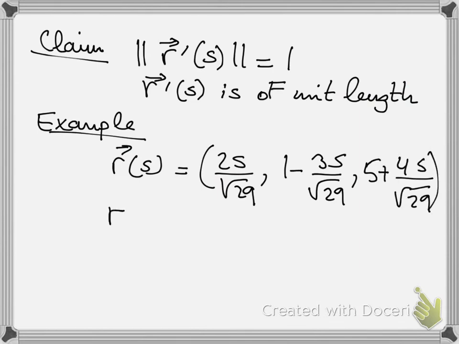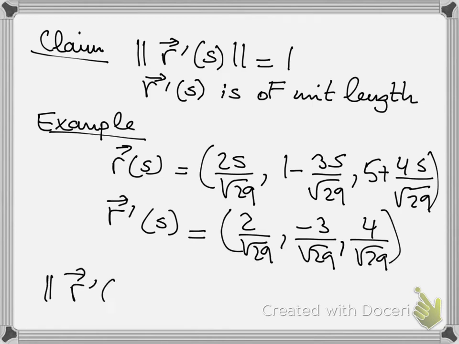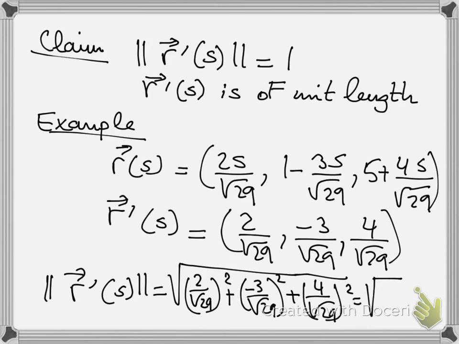So if you do r prime of s, that's 2 over square root of 29, negative 3 over square root of 29, and 4 over square root of 29. Then if you compute the length of r prime of s, that's the square root of (2 over square root of 29) squared plus (negative 3 over square root of 29) squared plus (4 over square root of 29) squared. That's the square root of 4 plus 9 plus 16, that's 29 over 29, so the square root of 1, which is equal to 1. The nice thing about this parameterization with respect to arc length is that the tangent vector is of unit length. Okay, that's a really nice property.